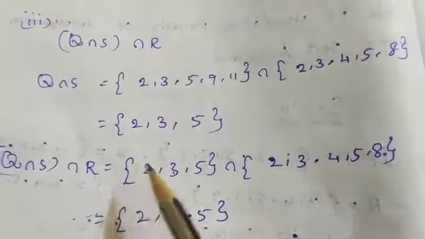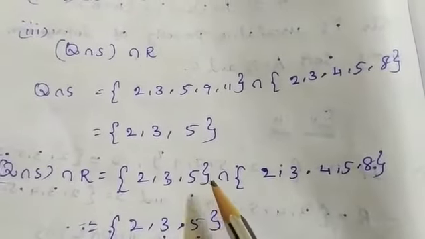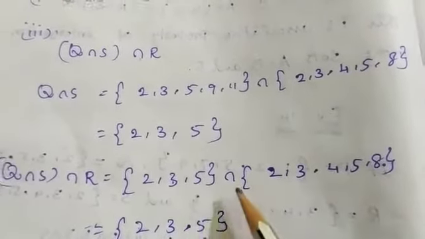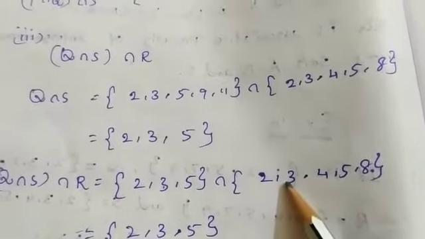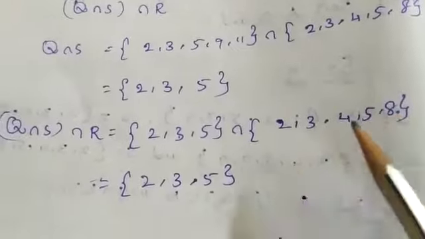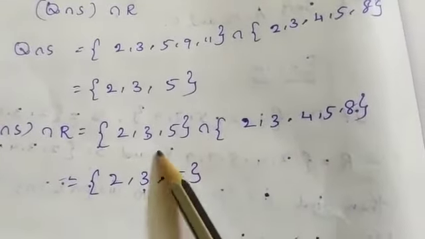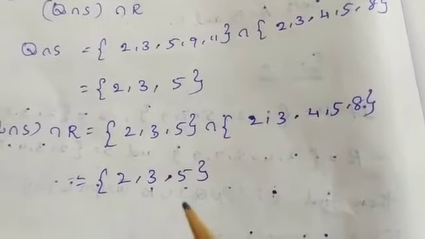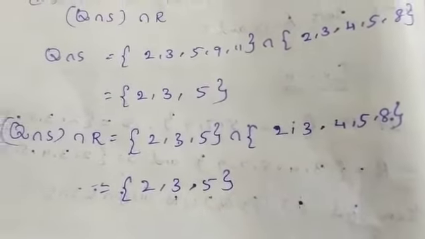So Q intersection S intersection R. So already we know the Q intersection S numbers are here, intersection R values are here, 2, 3, 4, 5, 8. So 2, 3, 5. So common values we are taking.